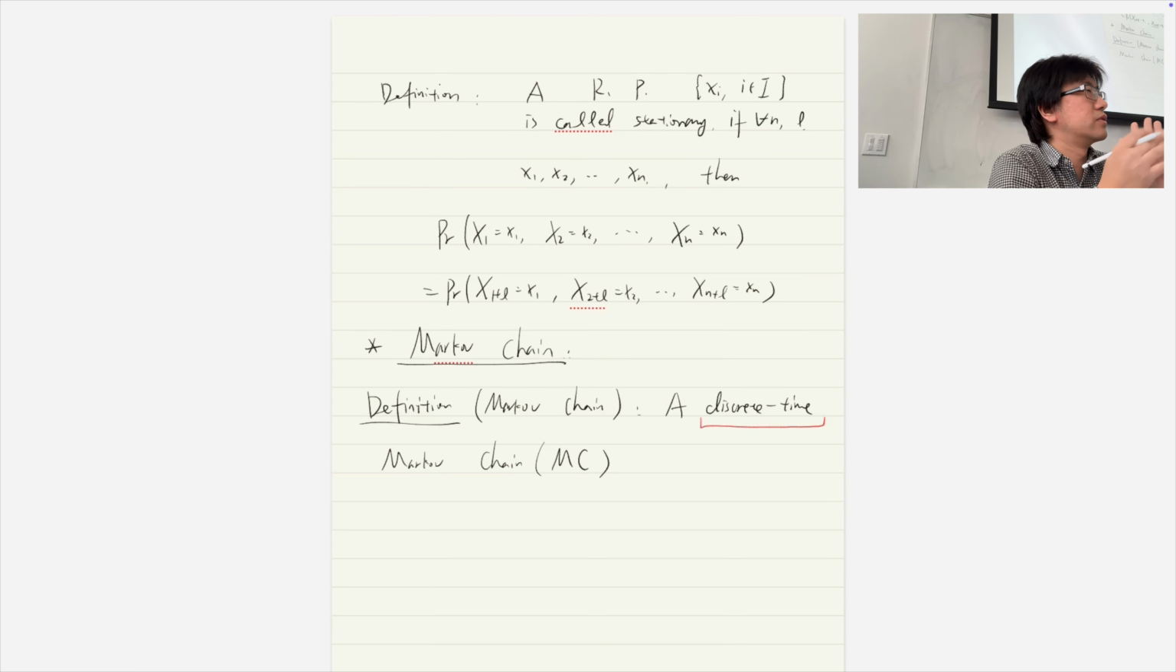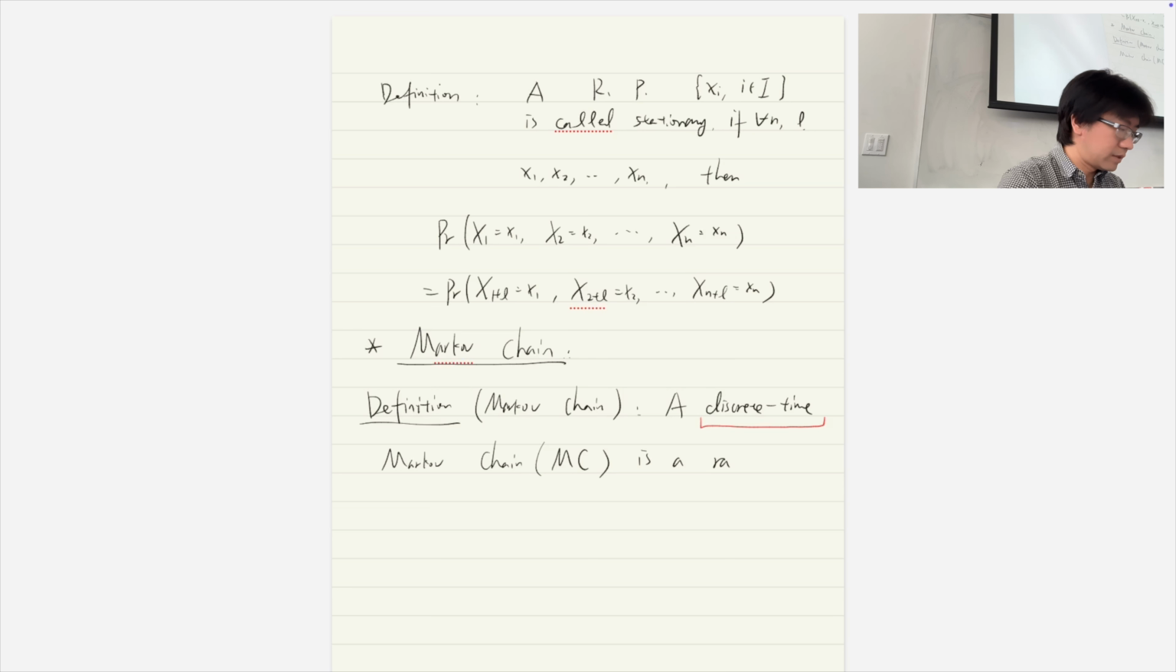Who learned continuous time Markov chain here? No? So that's a totally different animal. We don't need to worry about that at all. But you know, the extension from discrete time to continuous time is not trivial at all. Let me write it down, then I will talk a little bit.